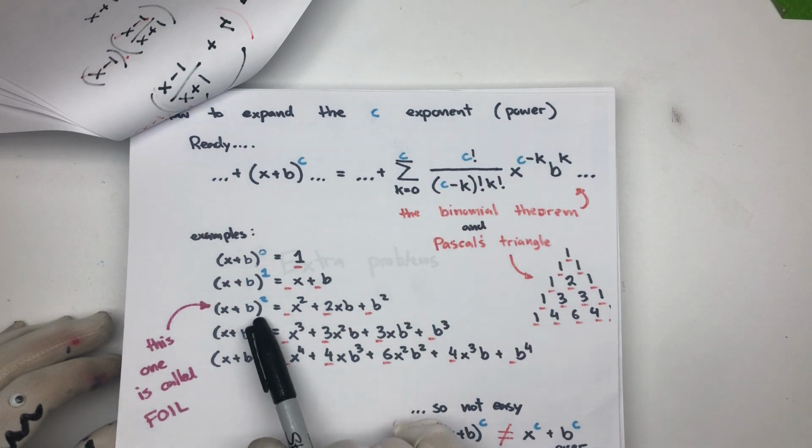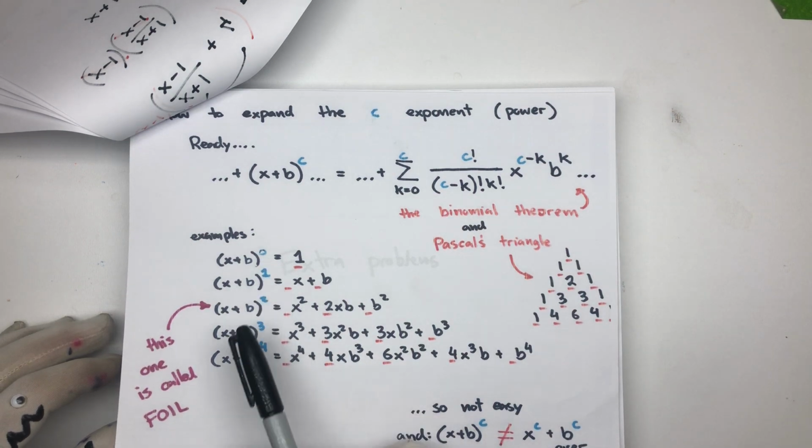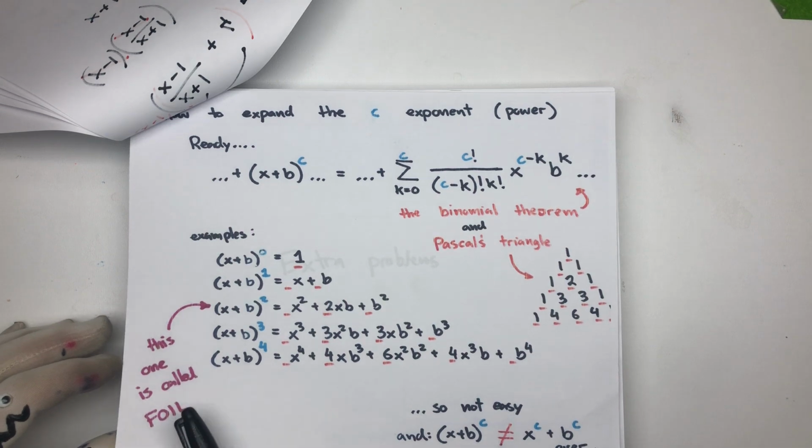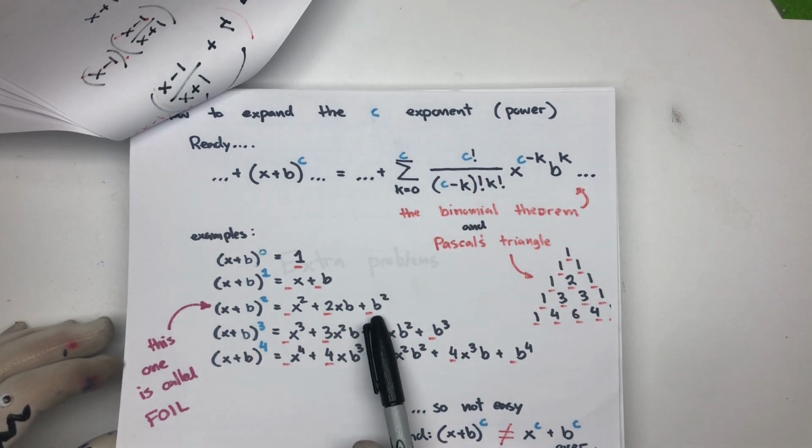Okay, but what we have done is we've done to the power of 0, to the power of 1, to the power of 2, and a lot of you probably remember this power of 2 stuff called FOIL. Okay, so you'll see this later on, but we're not going to deal with that right now.